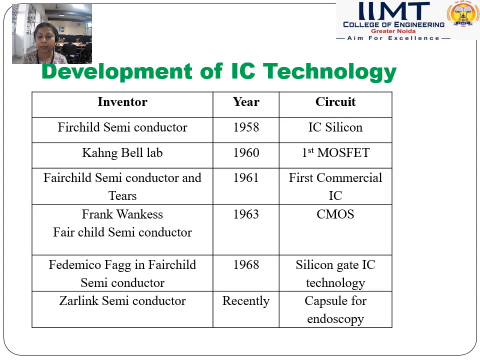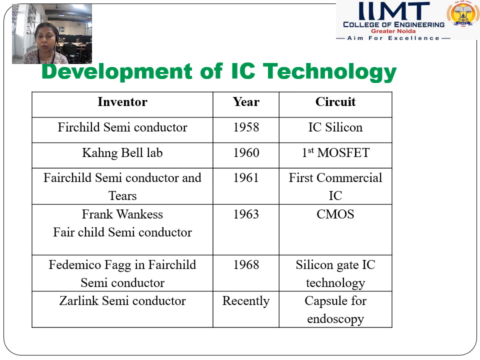The development of different IC technologies is shown in this tabular form, with the inventor, the year of invention, and the circuit. The first silicon IC was developed in 1958 by Jack Kilby, and the first MOSFET was developed in 1960 at Bell Lab.